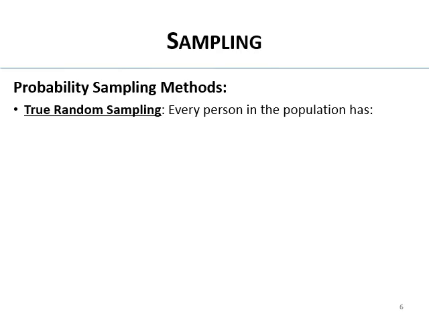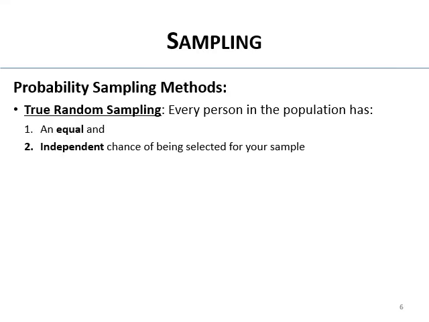So let's talk about some of the probability sampling methods. These would be the ones you want to use if you want to generalize opinion research to a whole big population. From the get-go, the most simple is true random sampling. This is when every person in the population, so everyone who has the potential of being in your study, has an equal and independent chance of being selected into your sample.